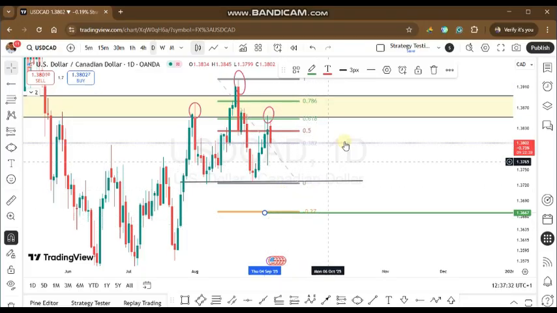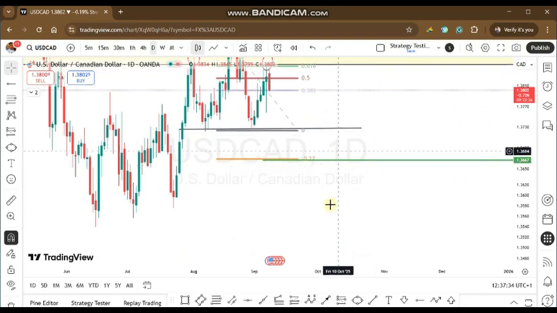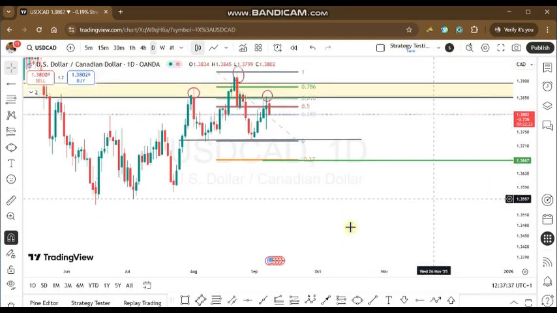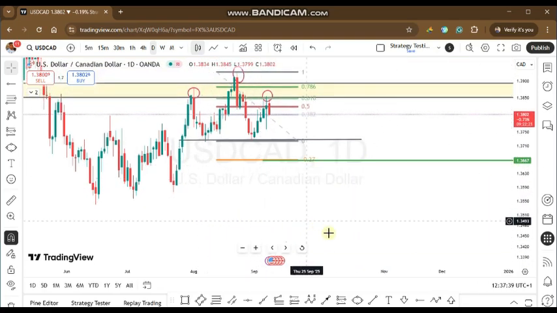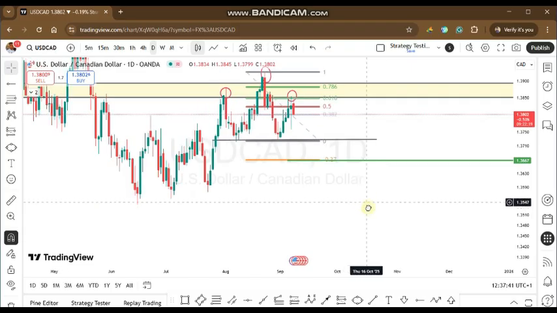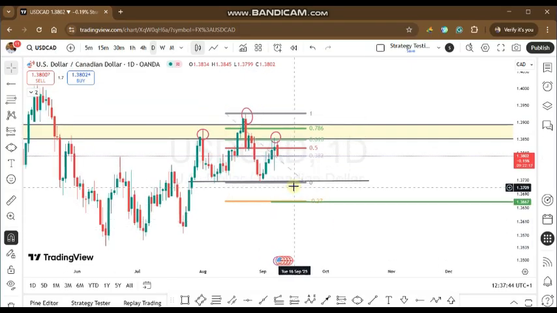Then I wait for a pullback, maybe to around this point again or thereabout, no matter where price is pulling back to. Then I continue with my sell, target back this area, then go for another extension. So if you have been watching my videos, this is the way I trade. You'll have noticed it, all right. So I'm going to delete this Fibonacci now.